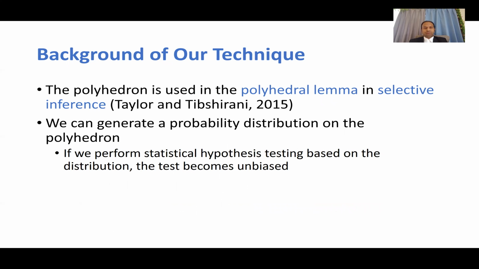Our technical background is that the polyhedron is used in the polyhedral lemma in selective inference, as mentioned by Taylor and Tibshirani in 2015 in their paper. So we can generate a probability distribution on the polyhedron. If we perform statistical hypothesis testing based on the distribution, then the test becomes unbiased.